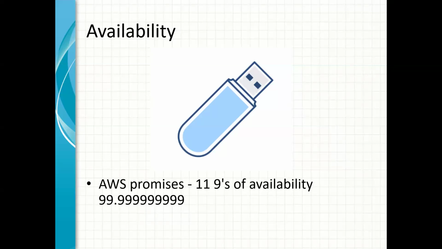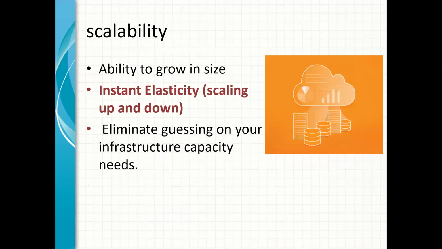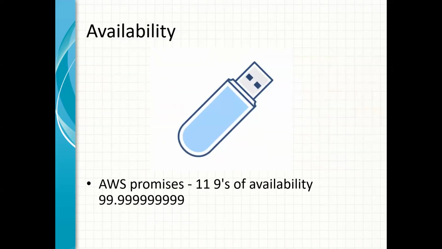So that is called availability. If you see here, the next one is scalability. Any cloud, I'm not particularly talking about the AWS cloud, any cloud provides availability. Just now we have seen the example. What is availability? AWS promises 11 nines of availability. What is this 11 nines of availability?